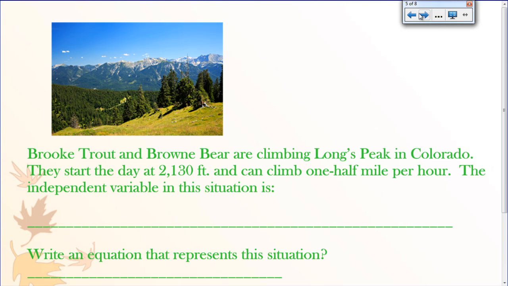So now brook trout and brown bear are climbing Long's Peak in Colorado. They start the day at 2,130 feet and can climb 1/2 mile per hour. The independent variable in this situation is, well, the first thing I've got to do is figure out what my variables are. Okay?